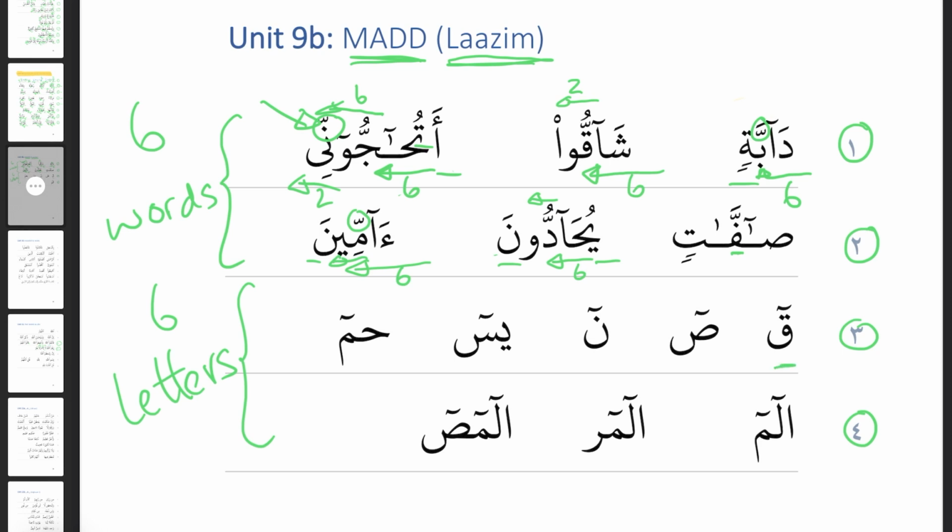So we've got a qaf here. But the fact that it has the med on, this qaf sound is stretched for 6. So I'm going to just go across very gently and read line 3 for you.